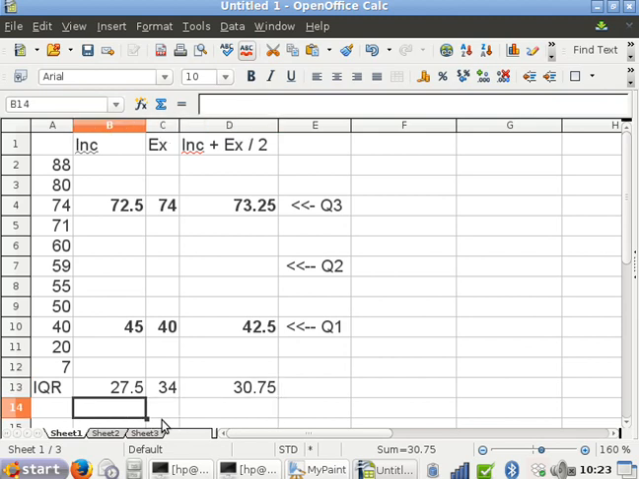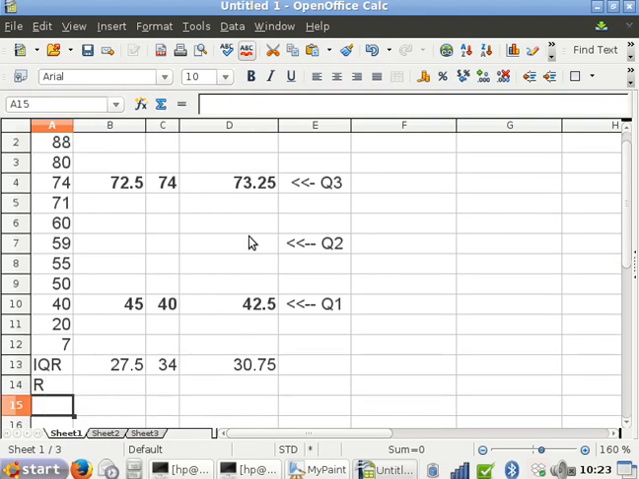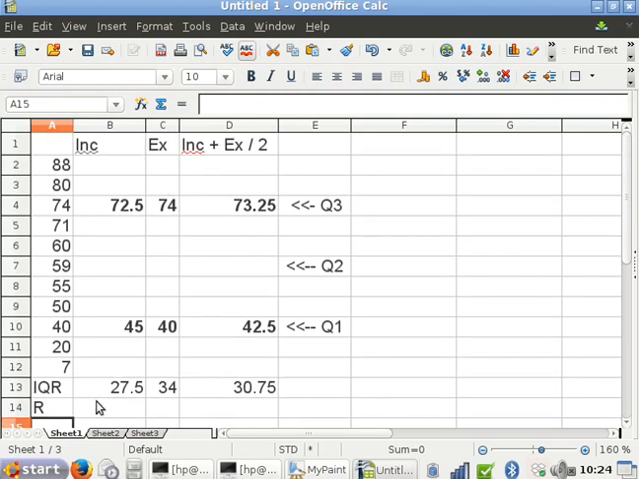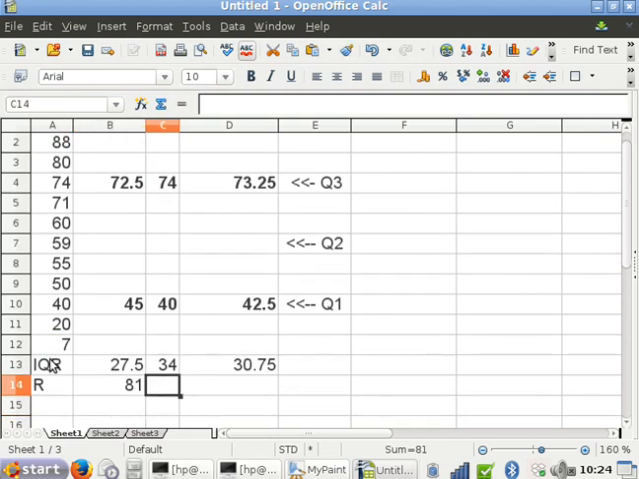Should the range be the same for all of them? What do you think? Yeah, of course, because the maximum and the minimum is the same. So the range would be 88 minus 7. So it would be 81, 81 and 81. It's the same for all of them.